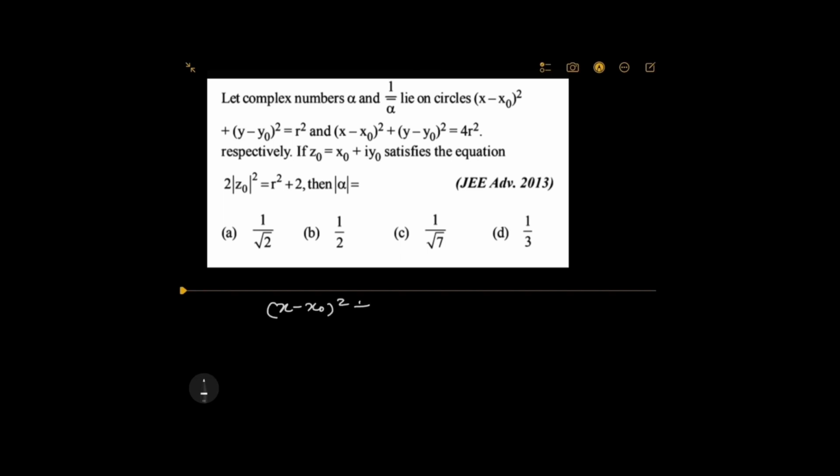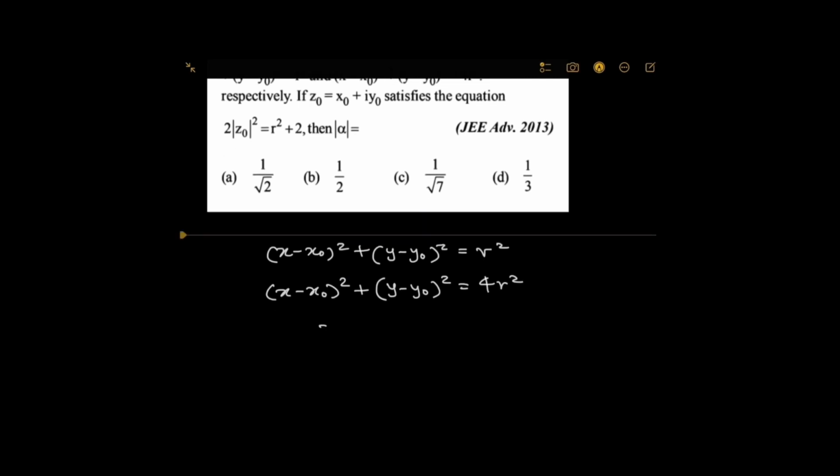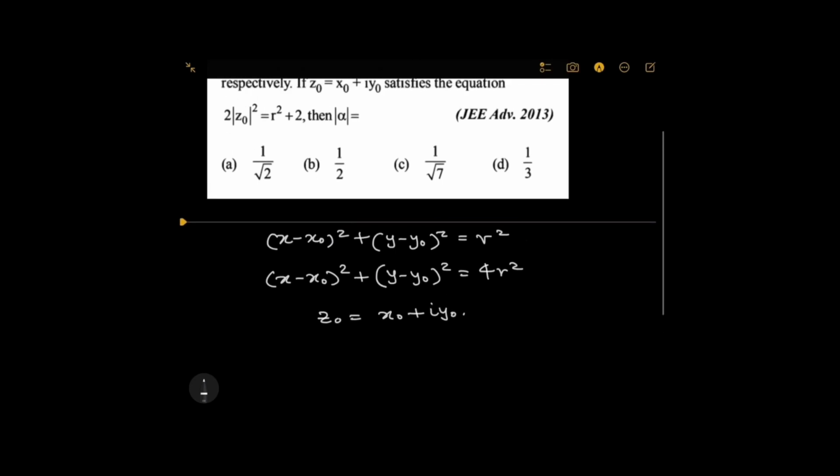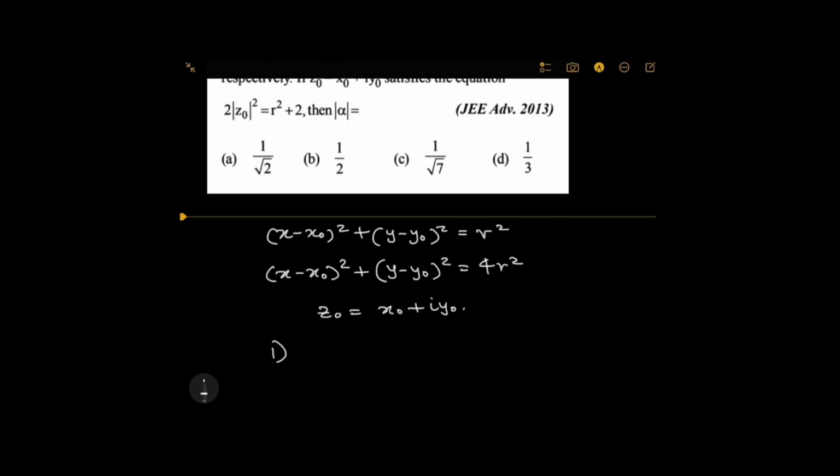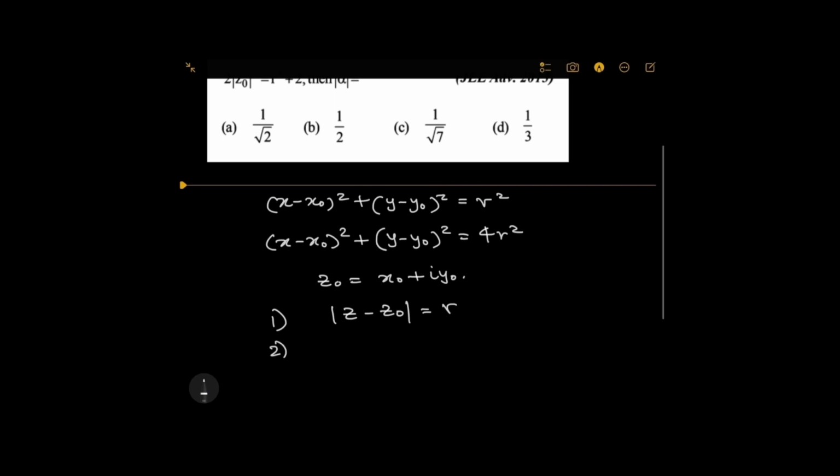One equation is this, the other one is this, and we are given this. We will write the first equation like this, reduced to complex form, and the second like z minus. Okay, so that is done.